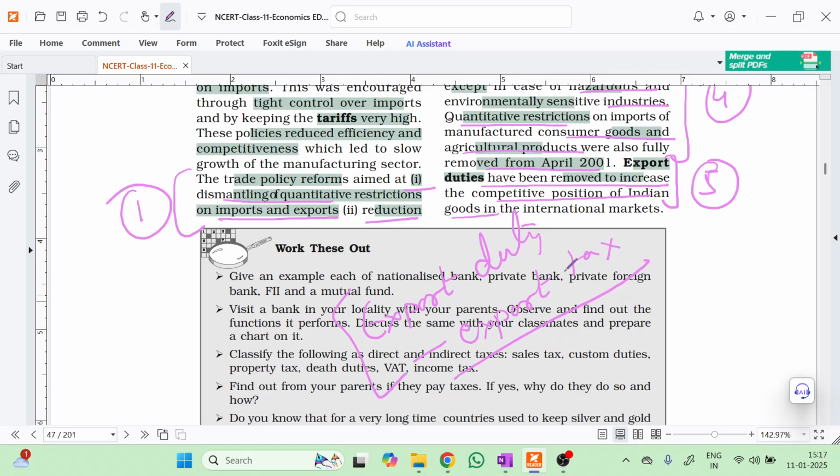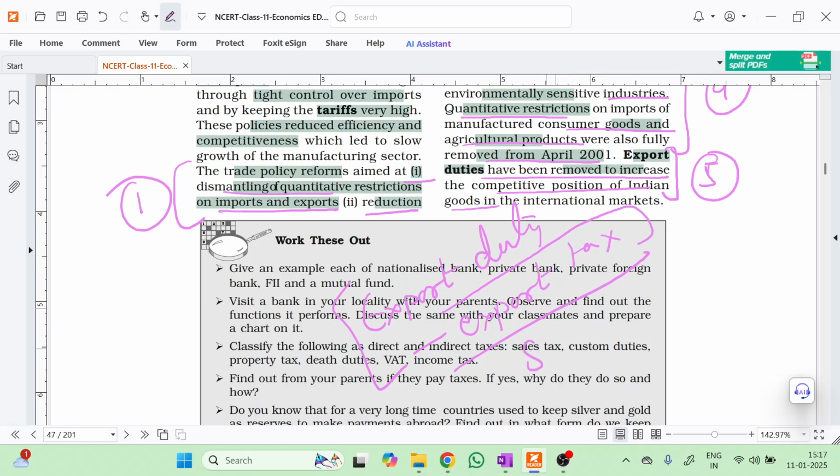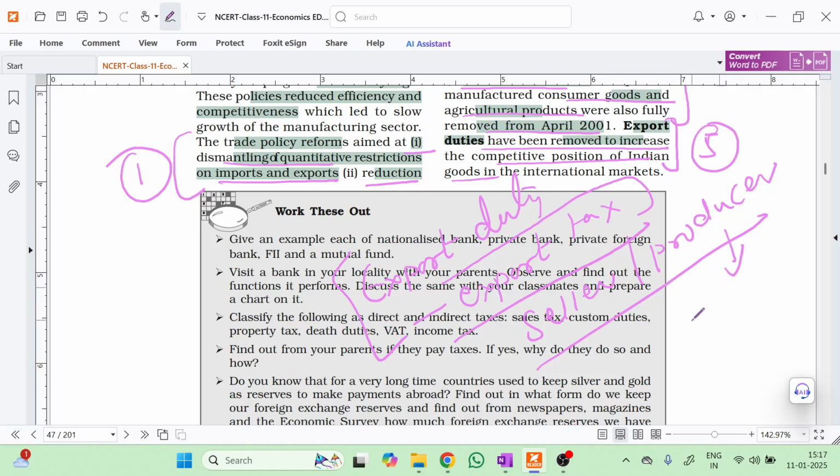Export tax is levied on the sellers, the producers who produce a good and seek to sell this product in the international market. In order to discourage the export of any commodity, export duty or export tax is levied. So in the earlier regime, export duties were there to discourage Indian exporters from exporting their products to the international market, and these were subsequently removed by trade policy reform.